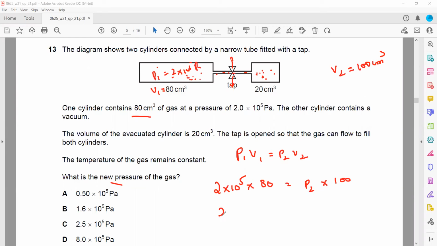100 is multiplied here, on the other side it will be divided. So it will be 200,000 multiplied by 80 divided by 100. When we simplify this, it comes out as 1.6 into 10 to the power 5 Pascal. So B will be the right answer.